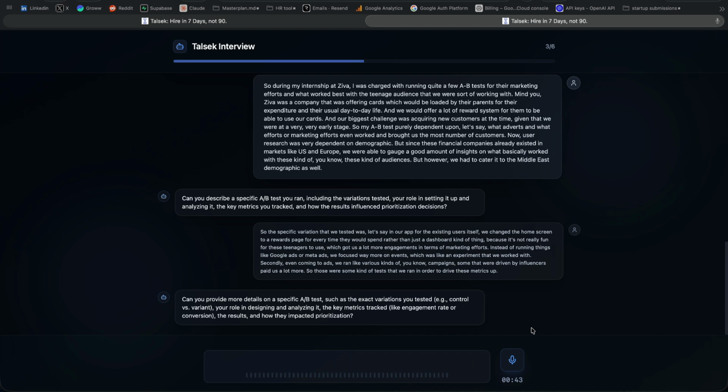Okay, can you provide details on a specific A/B test, such as the exact variations you tested? Example, control versus variant, your role in designing and analyzing it, key metrics tracked like engagement rate and conversions, results, and how they impacted prioritization.